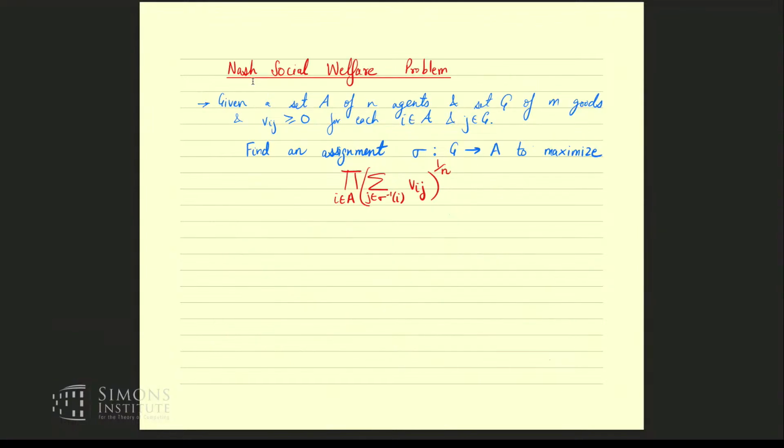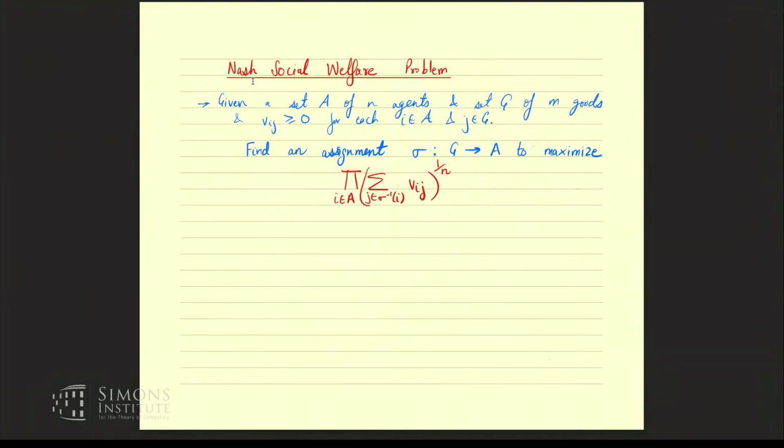So let me start first with the Nash social welfare. The problem is as follows. I'm given a set of n agents and a set of m goods. Think of the number of goods as being more than the number of agents. And for each agent and each good, you have a certain non-negative value, how much this agent values that good. And our goal is to assign these goods to these agents to maximize a certain objective.